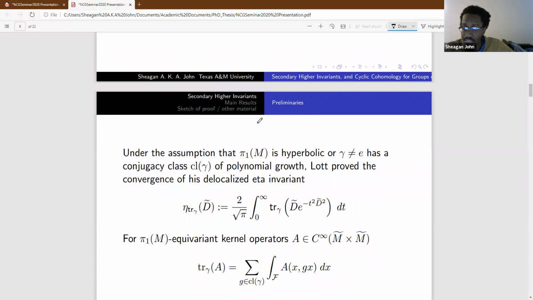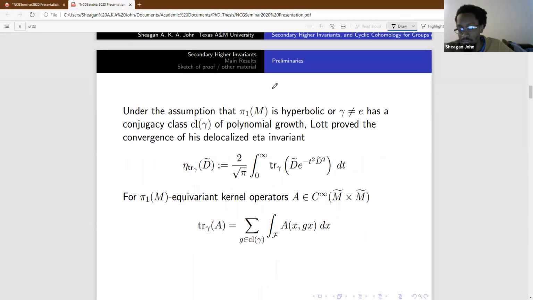the first secondary higher invariant that I want to give the background for is the one introduced by John Lott in the early 90s, where under the assumption that we have a fundamental group which is hyperbolic, or we have some non-trivial element and its conjugacy class is of polynomial growth, then he defined this delocalized eta invariant, which is a pairing between traces or zero-dimensional cyclic cohomology classes, along with elements, which this ends up lying in our equivariant Roe algebra. This is a sort of pairing.